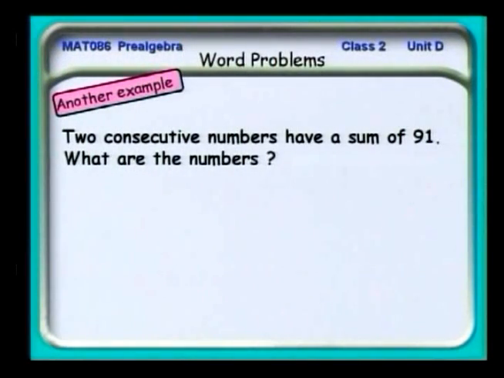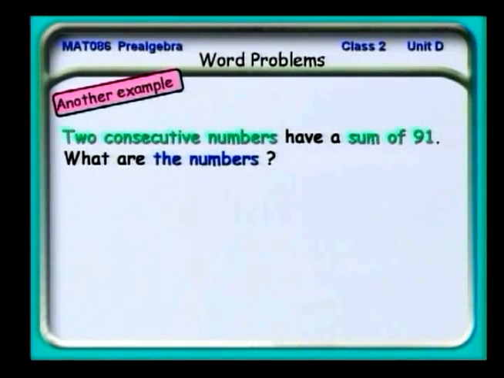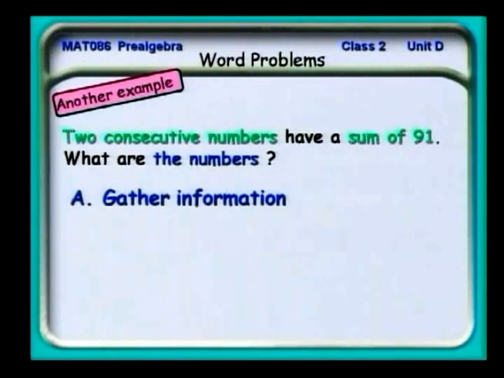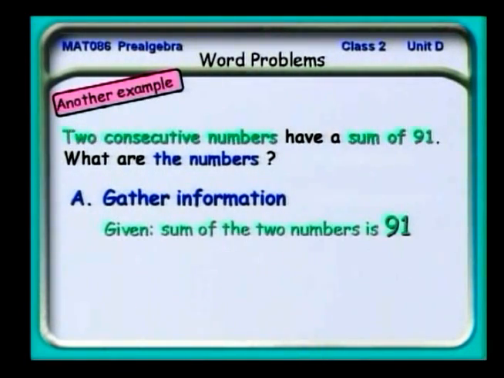Let's look at another problem. This is a number problem, which is just a statement about the numbers that we need to find what the numbers are being talked about. Two consecutive numbers have a sum of 91. What are the numbers? Pure information. Two consecutive numbers, you add them together, you get 91. What are the numbers? Let's gather the information. We have two numbers. The sum is 91.